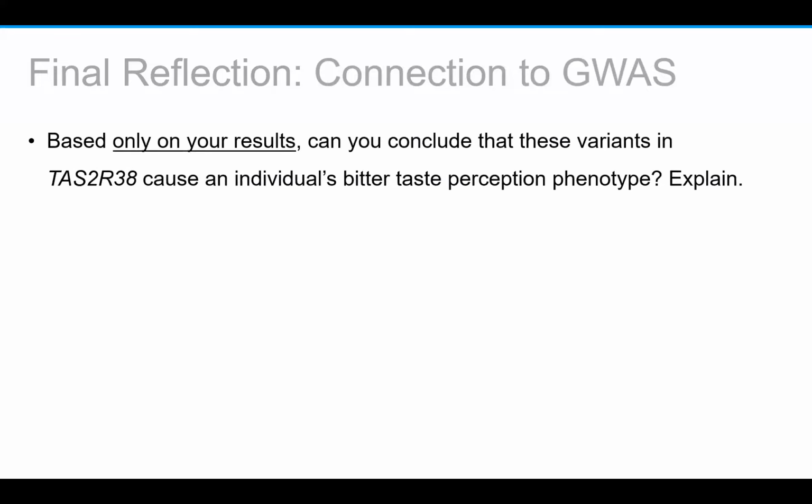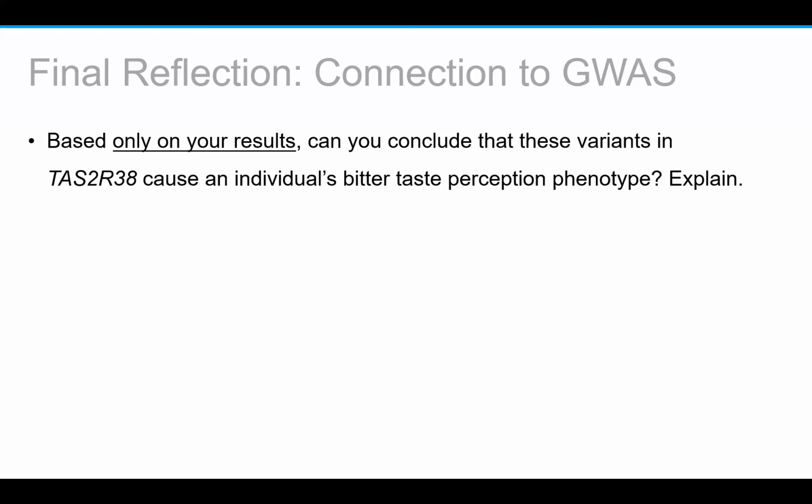Finally, the reflection questions also connect back to the concept of genome-wide association studies, or GWAS. Students are asked to reflect on whether they can conclude that the variants cause an individual's bitter taste perception phenotype. We specifically ask them to only take their own results into consideration because there is a known mechanism that connects taster variants to bitter taste perception. However, for the purpose of this exercise, we want them to acknowledge that they can only claim an association, not causation, based on their analysis.